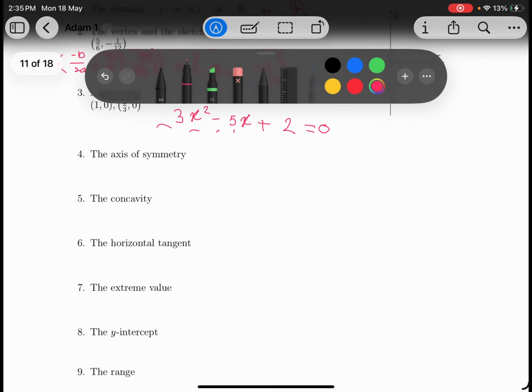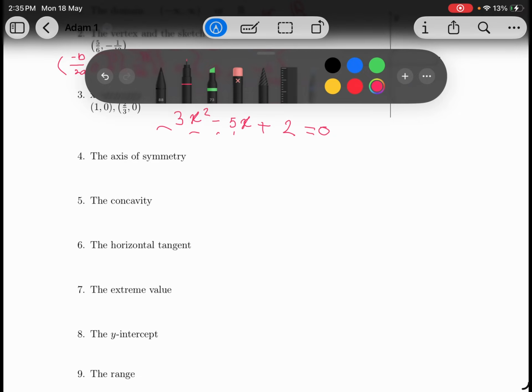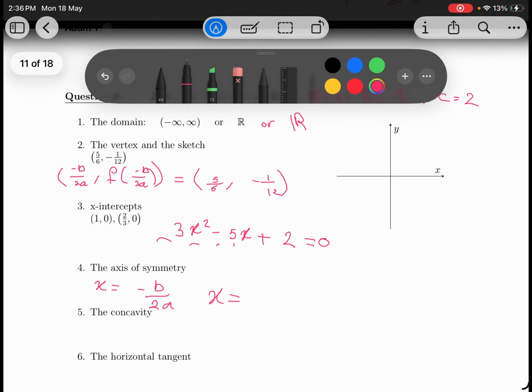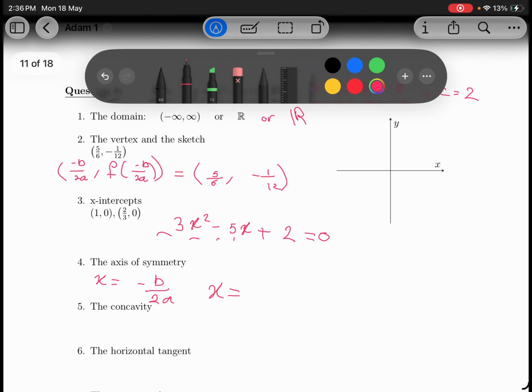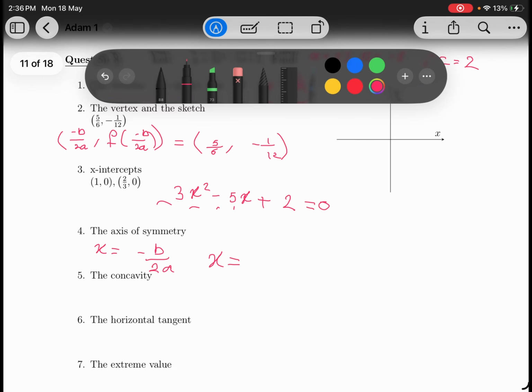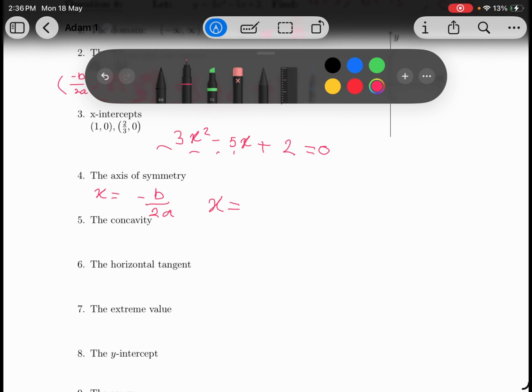So we have now the x-intercepts, now the axis of symmetry. The axis of symmetry is the x-coordinate of the vertex, so it will be x equals minus b over 2a, which is simply x equals, we have the vertex already. The vertex we found before is 5/6 and minus 1/12. So it will be x equals 5/6.